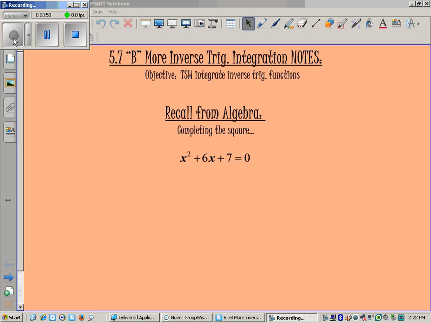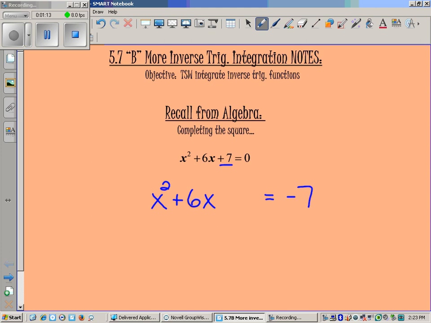So if a quadratic equation is not factorable, there are a couple different ways you can solve it. One, you could do the quadratic formula, or two, you could do what's called completing the square. We're going to do completing the square today. If you remember the steps, the first thing you need to do is move this regular number over to the other side. So on this left side, I'm going to have an x squared plus 6x equal to negative 7.